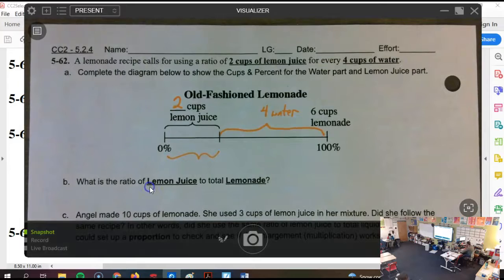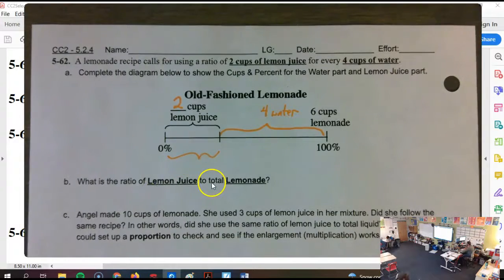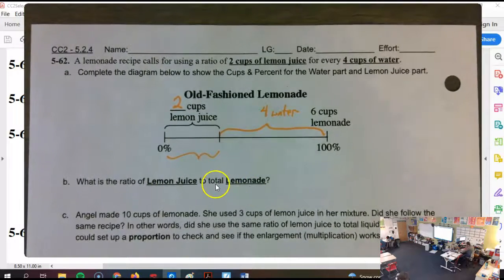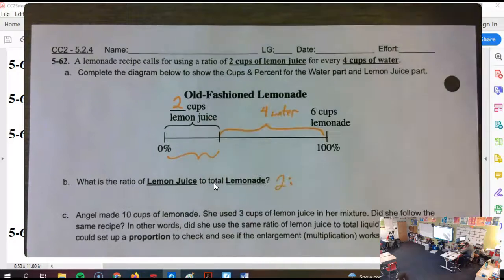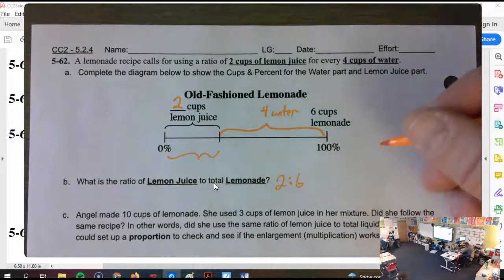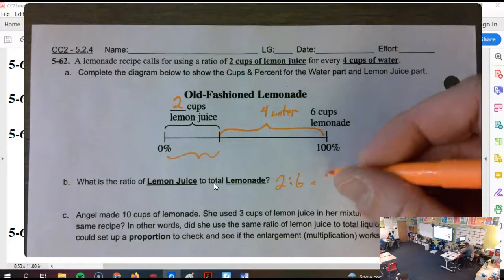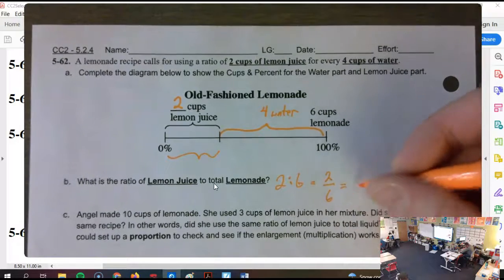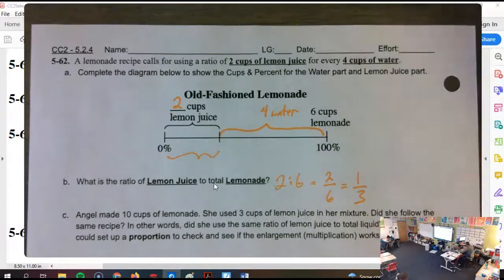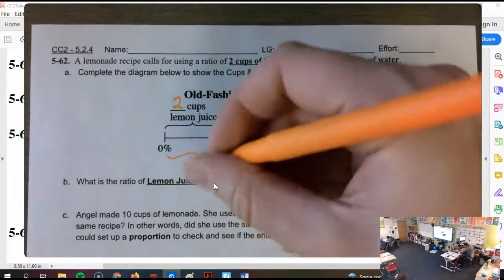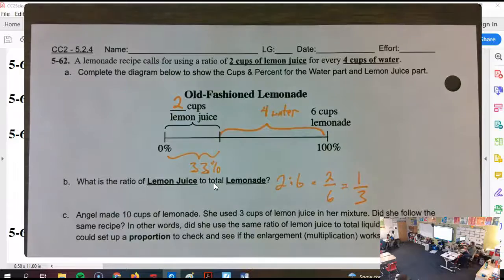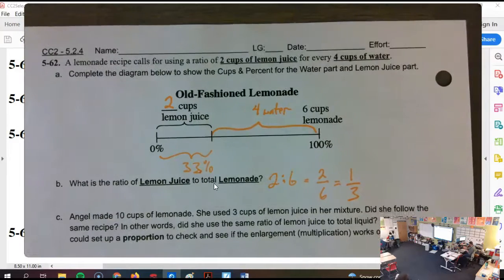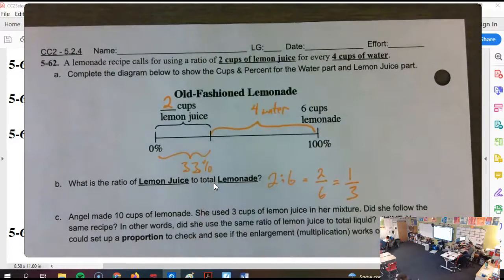Right, but B asks us ratio of lemon juice to total lemonade. So lemon juice, I had 2 cups to total lemonade is 6. Or remember, we can stack it 2 over 6, or we can reduce it 1 over 3. And that's how they get 33%, right? It'd be 33.3 repeating. But if I try to make it a little bit nicer, 33% is lemon juice.